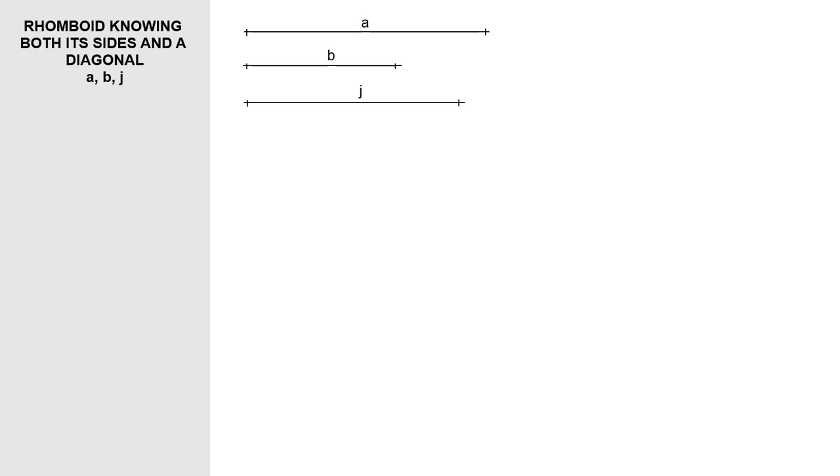In this video we are seeing how to draw a rhomboid when we know both its sides, these line segments A and B, and one of its diagonals, this line segment J. First we have to know what a rhomboid is so we can properly draw it.